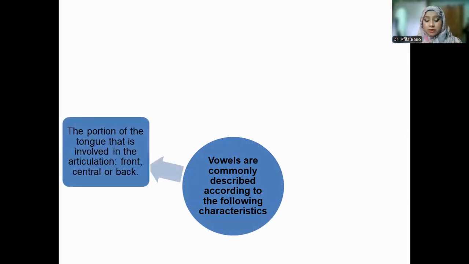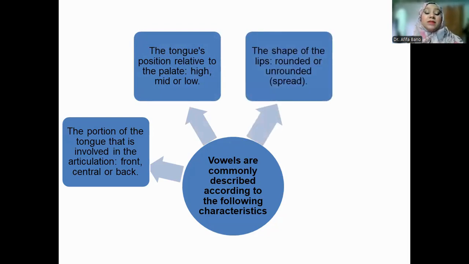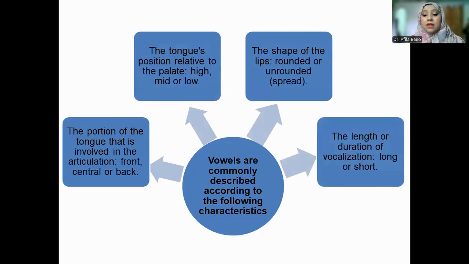First of all, a vowel sound is classified by the portion of the tongue involved in the articulation of the sound, for example, the front part, the central part, or the back part of the tongue. Then we classify it by the position of the tongue relative to the palate, whether it is high, mid, or low. Then by the shape of the lips, whether rounded or spread. And by the length or duration of the vocalization of the sound, for example, a long vowel or a short vowel, like oo or oo, e or e. So according to this also we classify any vowel sound.